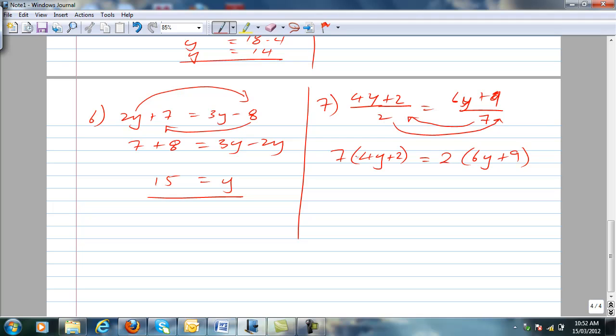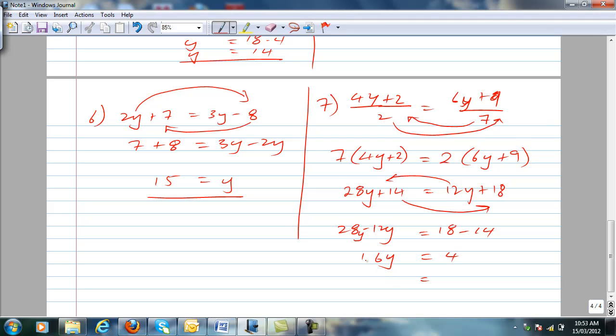Are we good? Yeah. All right, and now I'll expand the bracket. 7 times 4 is 28y plus 7 twos is 14. And on the right hand side, 12y plus 18. Again, I'll collect like terms. I'll get the 12y this side and I'll take the 14 the other side. So 28y minus 12y, and we've got 18 on this side, and the 14 moves to the right and becomes a negative 14. So 28 minus 12 is 16. Sorry, that should be a y there. 16y, and 18 minus 14 is 4.